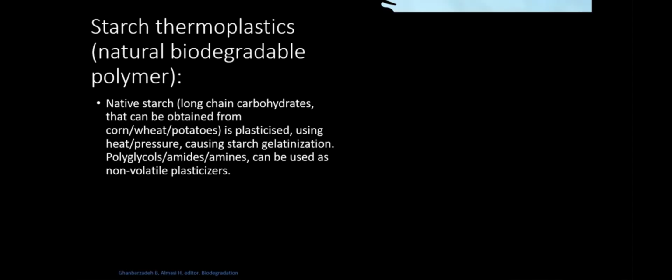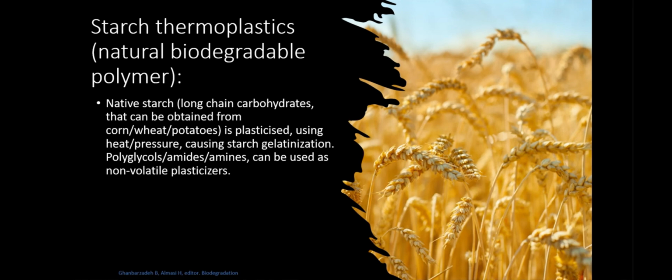An example of a natural biodegradable polymer is starch thermoplastics. So you take native starch, which is a long-chain carbohydrate which can be obtained from corn, wheat, or potatoes, and then plasticize it using heat/pressure, causing starch gelatinization. This is an order-disorder transition. You can use polyglycols, amides, or amines as non-volatile plasticizers.